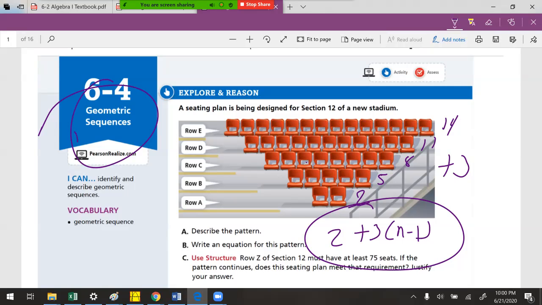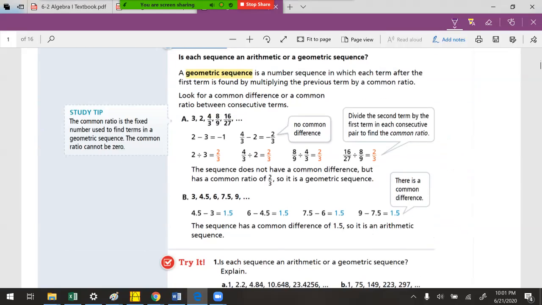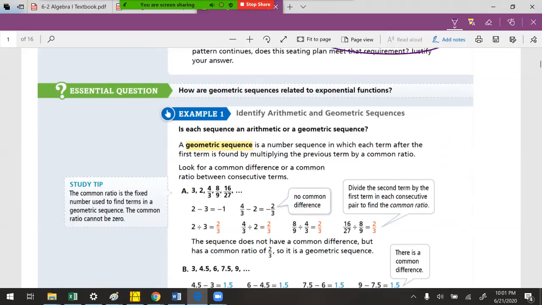Geometric means multiply. So when we're finding the next number, we are multiplying to get to the next number, not adding. That definitely changes things. So we need to look at this here. We need to see if each sequence is geometric or arithmetic. We need to divide, like we did in lesson 6-2, the previous numbers to see if it's consistently multiplying by the same number.